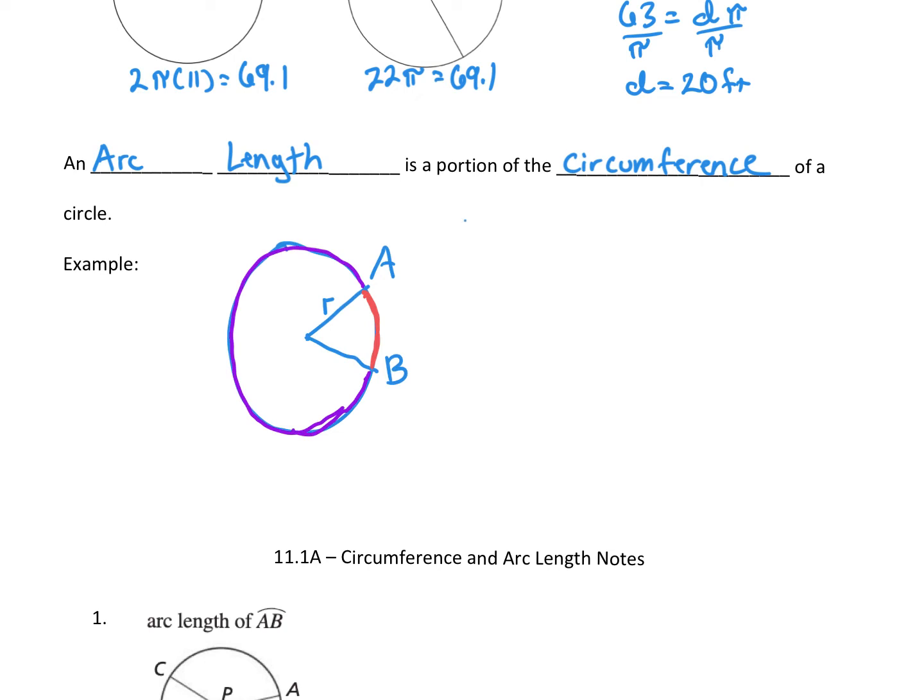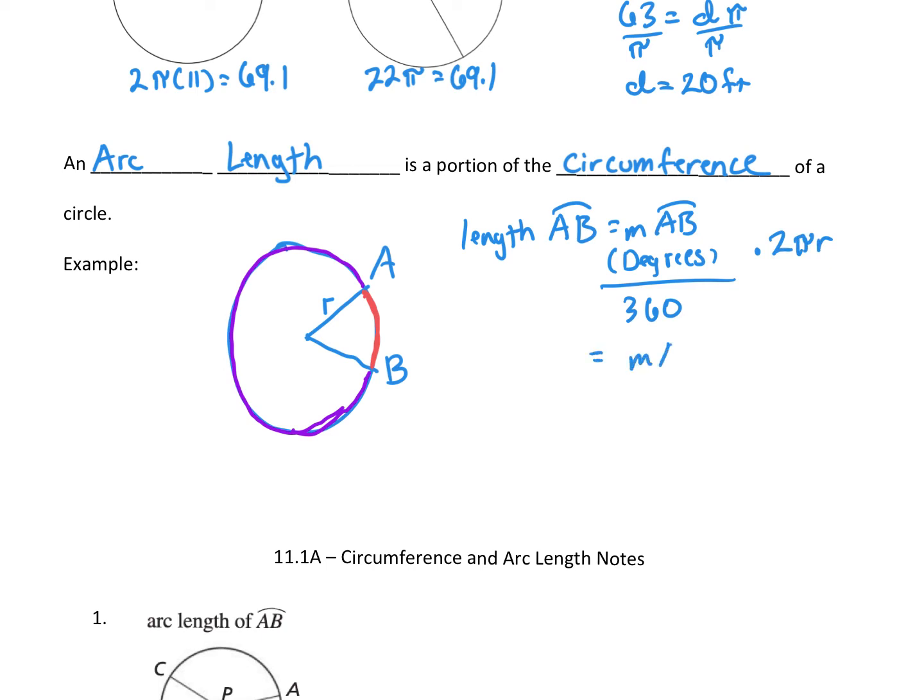So the length of the arc, and we usually call this arc AB, is the measure of AB, which is in degrees. We take that, we divide that by 360, and we multiply it by 2 pi r, or it's the measure of that arc, which is also in degrees, divided by 360, multiplied by the diameter times pi.